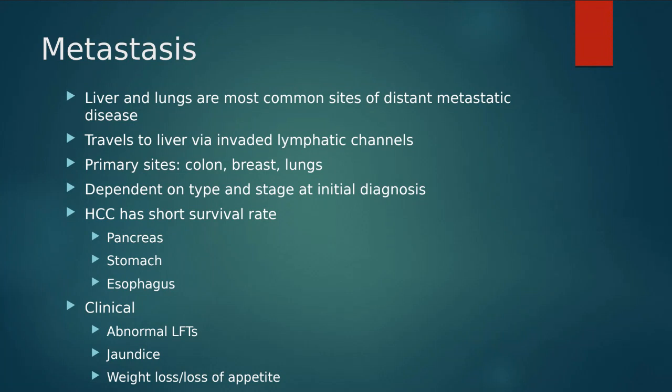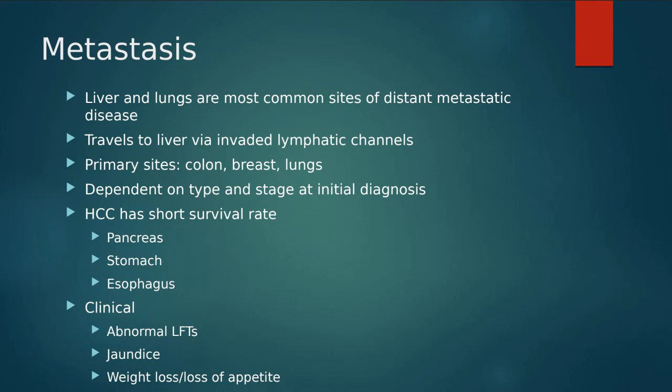Primary sites are going to be the colon, the breast, and the lungs. So the lungs really are getting it from all angles. Like they're just getting bombarded with cancer either in the lung tissue or from somewhere else to the lung tissue. But mainly breast cancer and gastrointestinal cancers are going to spread to our liver. It's going to be dependent on the type of cancer, of course, and the stage of initial diagnosis, which would affect the metastatic spread, particularly to the liver.